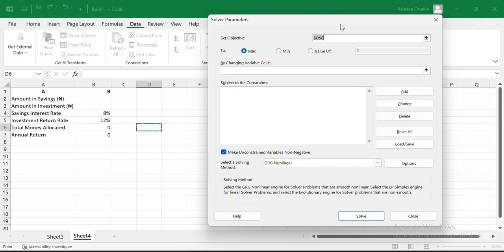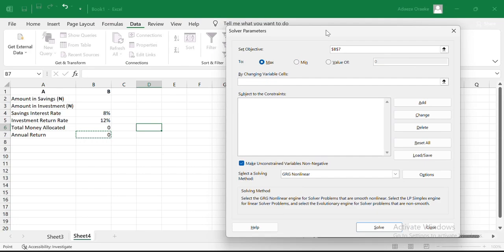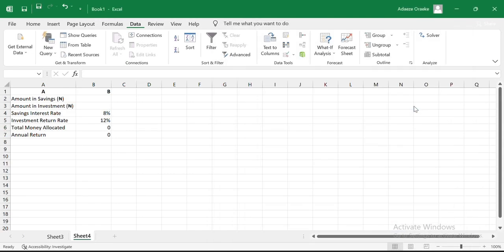Let's move this to one side. Then set our objective. Similar to yesterday, our objective here is the annual return, so we want to maximize our return. We want to get the most return we can get. Our changing variables, what we want to determine, is how much to put in investment and how much to put in savings in order to get the best possible return.